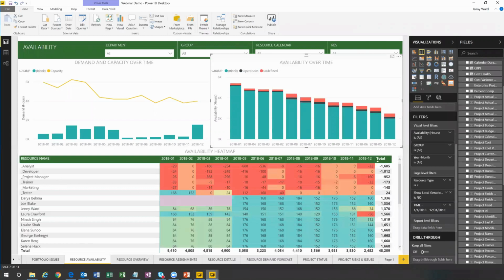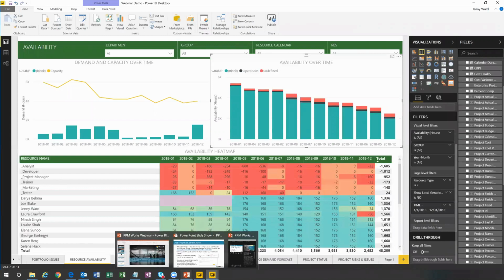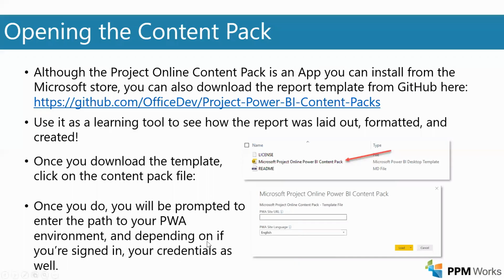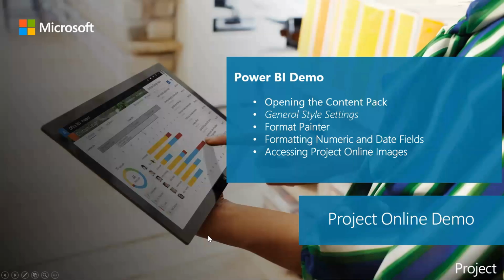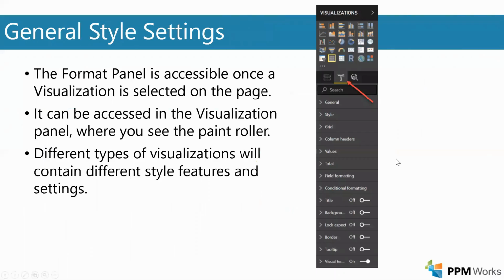So we went through the content pack, we opened it up. Now we've started a little bit talking about general style settings. We're going to look now at the actual format panel, which is available via this, looks like a little paintbrush here, okay, or a paint roller. All right, so let's switch back to that now.